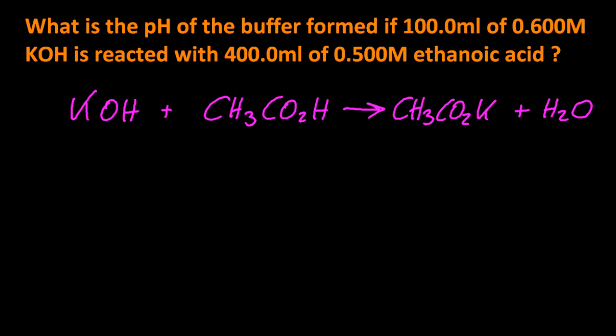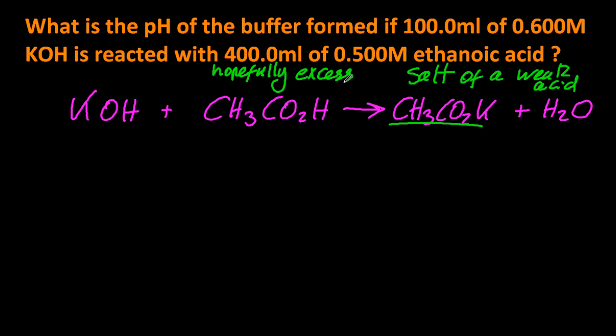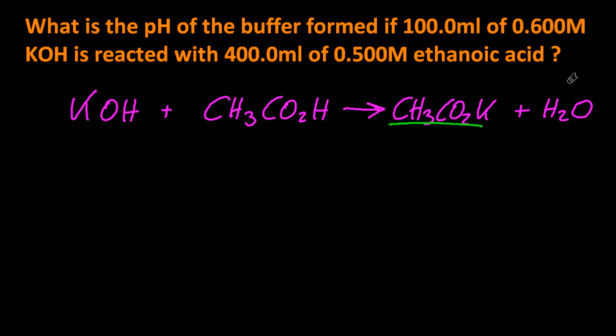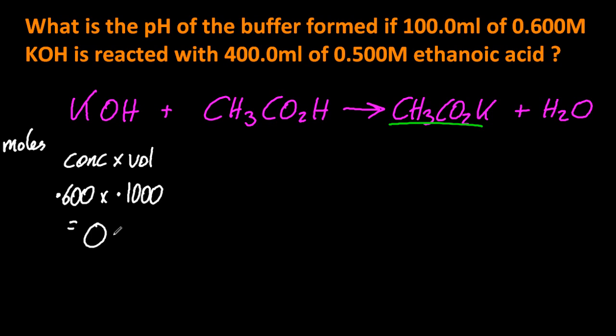The IB are generous. They only expect you to do it with monoprotic acids. And so you can see I make the salt of a weak acid, and hopefully the weak reactant will be in excess, and then you know you've done it right. So let's work out the moles just to see if that's true. So moles is concentration times volume, and you can get those numbers from the question. 0.06 moles, okay?